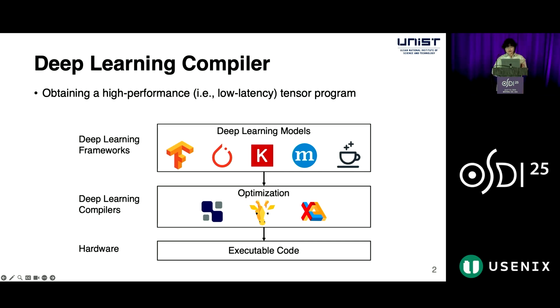Before we begin, I'd like to provide some background context. Deploying deep learning models across diverse hardware is not easy, so deep learning compilers were introduced. They take a model from various frameworks and generate code that is optimized for the target hardware.